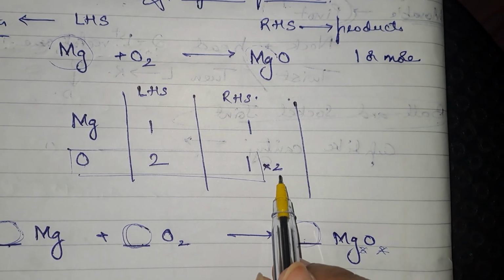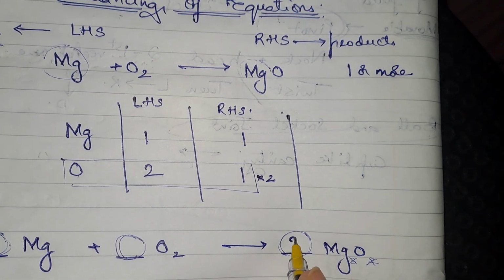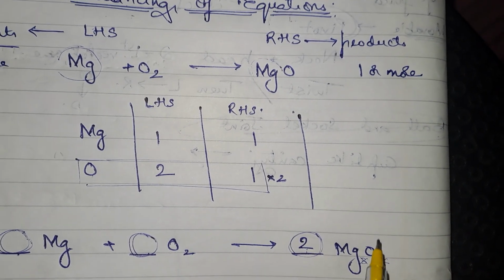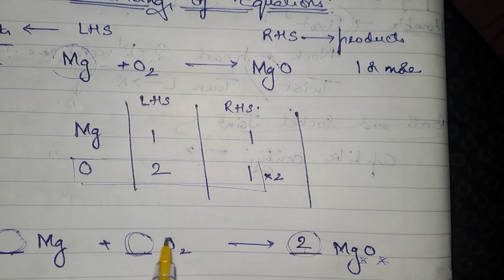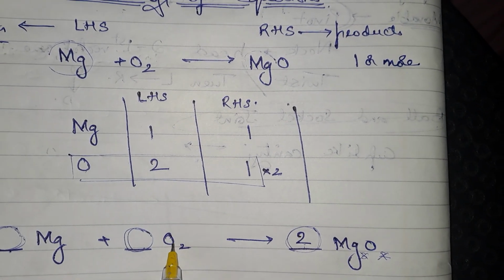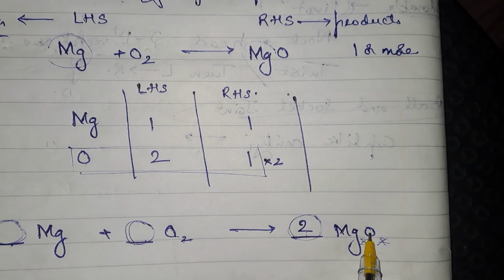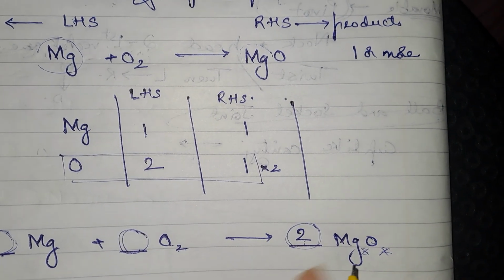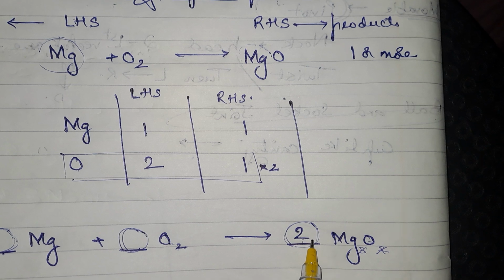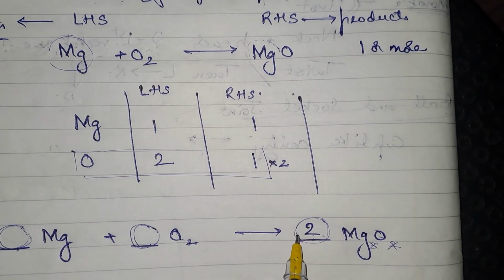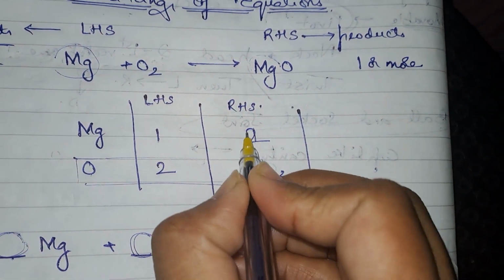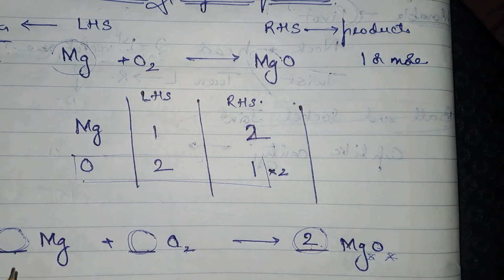So I have to make oxygen 2. So where I'm going to put a 2, I'm going to put a 2 here. So now my oxygen has become, here I had 2 oxygens, and here I have 2 oxygens. Oxygen is balanced. Now because of my putting a 2 here, my magnesium is not balanced. Now my magnesium has become a 2 and I have 1 on the LHS side.